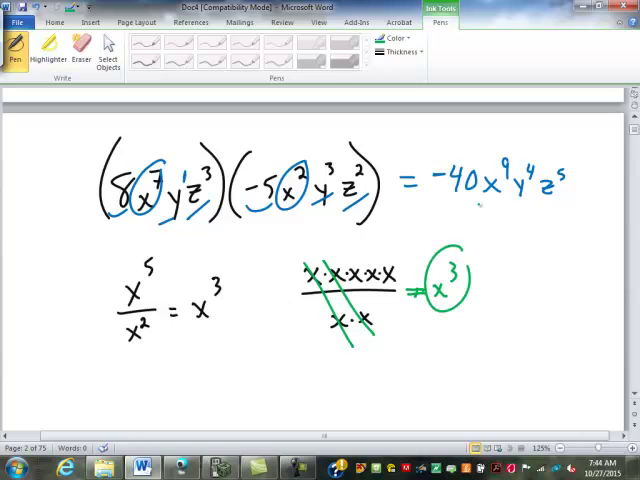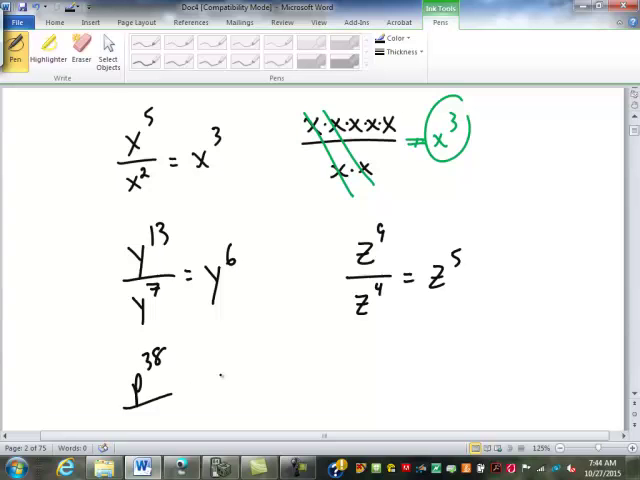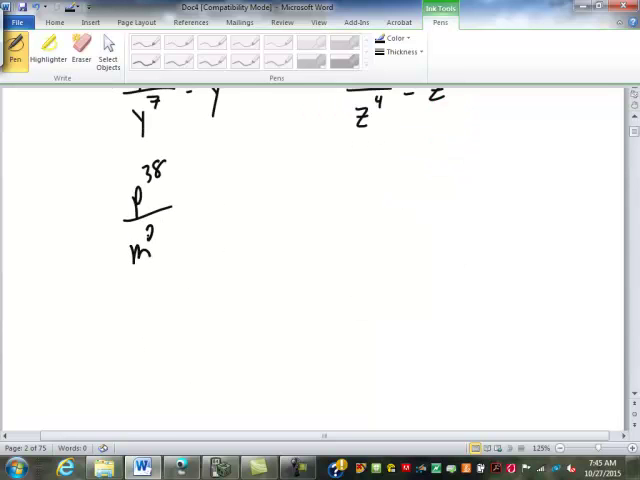So when we are dividing variables with powers, with exponents, we're just subtracting the powers. 5 minus 2 makes 3. So if I have y to the 13th divided by y to the 7th, I get y to the 6th. If I have z to the 9th divided by z to the 4th, I get z to the 5th. Or if I have p to the 38th divided by m to the 21st, I get just that. Very good, because they're different variables.